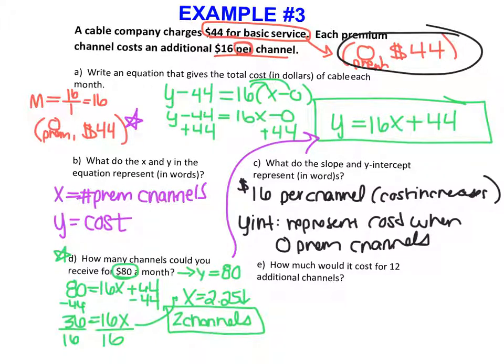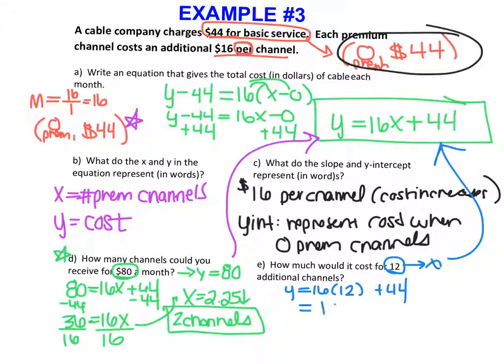This final part here says how much would it cost for 12 additional channels? Well, additional channels represents x, so here we have an x value of 12, and we're going to substitute that into our equation. So we have y is equal to 16 times 12 plus 44. 16 times 12 is 192. And then if we add on the 44 to that, we end up with a cost of $236 for the 12 premium channels and the basic service together.